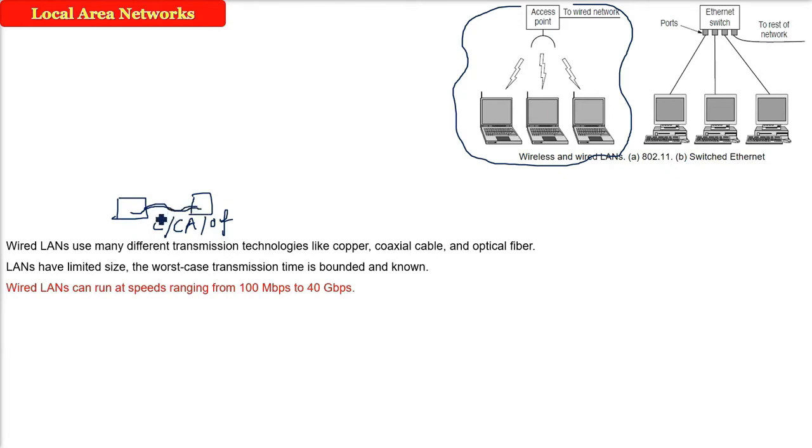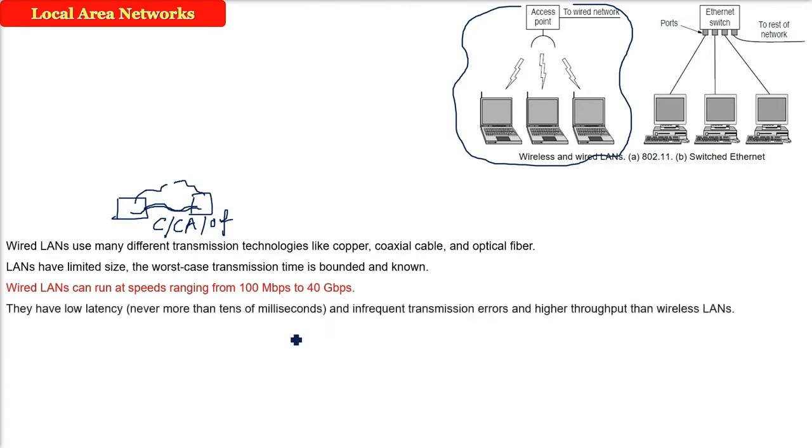Wireless will always have less speed than the wired LAN, because it's very obvious that there is a wire connected, a proper transmission channel. When there is air in between, there are so many attenuations, so many situations arise. The wired LAN will have low latency. Latency means the time from when it starts to when it reaches the destination.